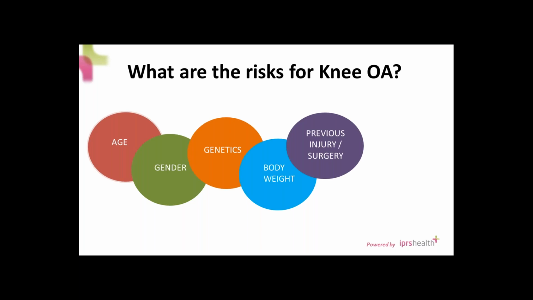Previous injury or surgery: so when we look back at our knee anatomy, it's that meniscus that we're talking about particularly. So if you've had a previous injury, it might be an ACL tear, might be a meniscal repair in your younger years, that can predispose you to developing osteoarthritis when you're older.